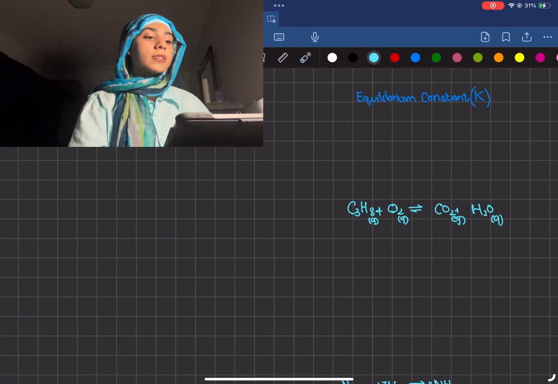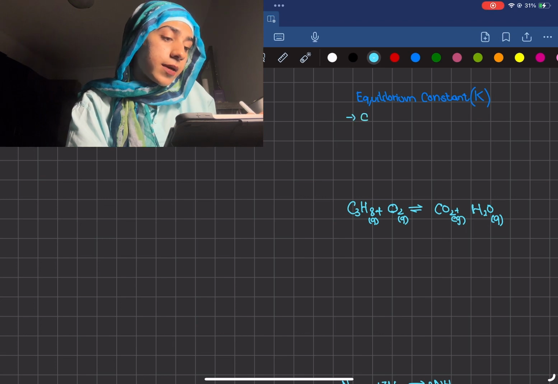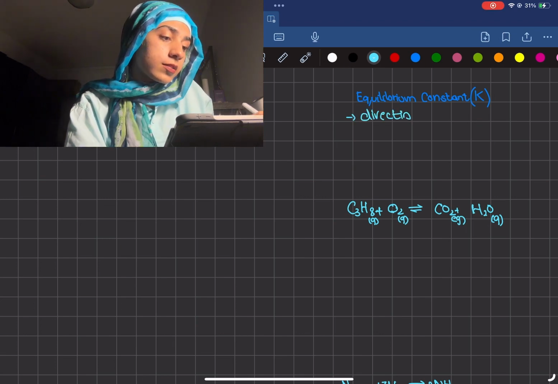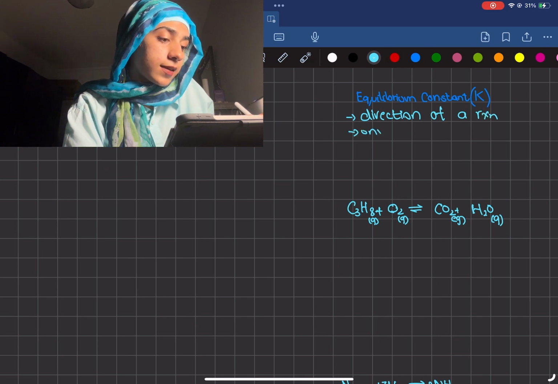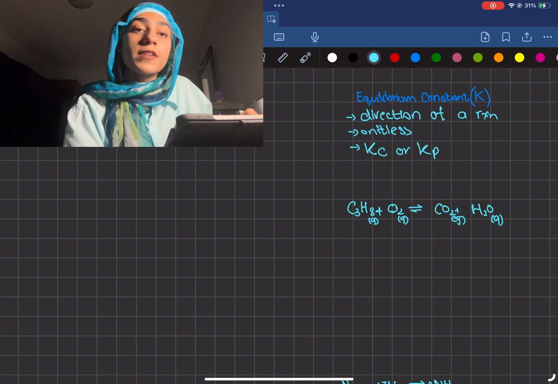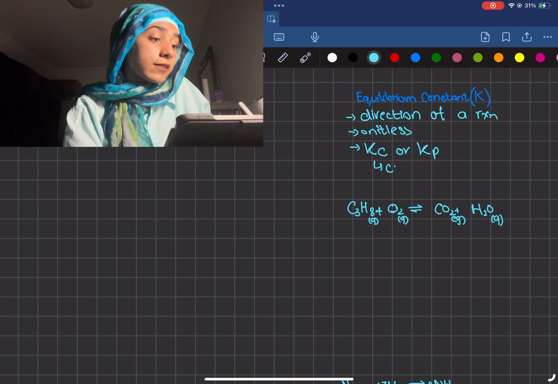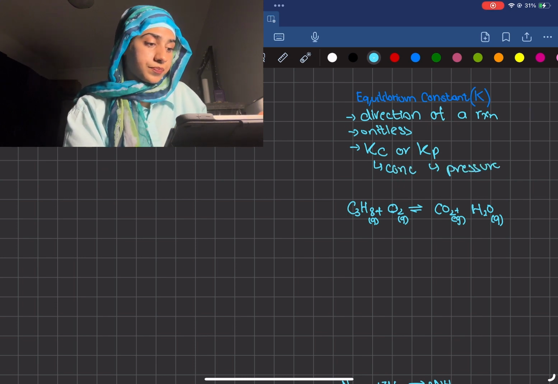Hi, so today we'll be dealing with equilibrium constant, which is denoted by a capital K. It tells us about the direction of a reaction. It's unitless, and there are two ways to denote it. It could either be called a Kc or a Kp. If it's a Kc, that means you're dealing with concentration. If it's Kp, you're dealing with pressure.